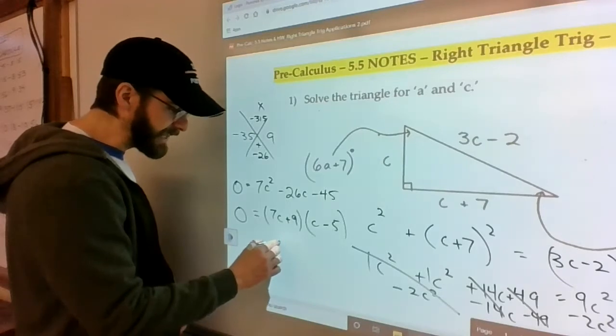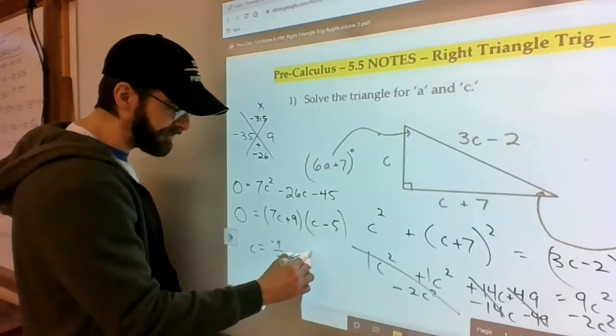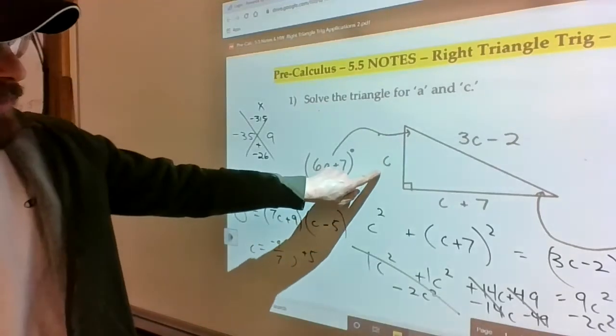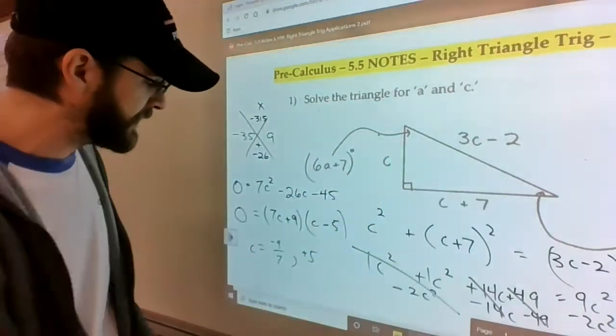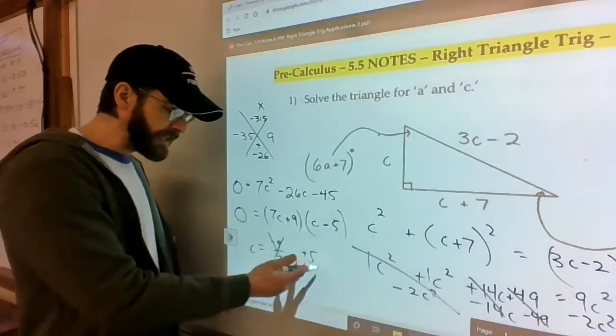So this is going to be negative 9/7 and positive 5. Because C represents a side length, the negative is a no-go. So C equals 5.